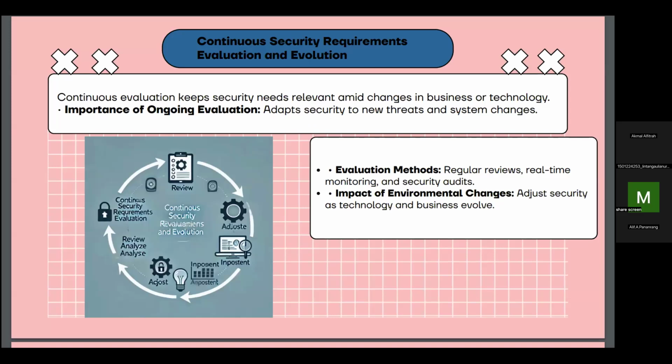So next is continuous security requirement evaluation and evolution. Continuous evaluation keeps security needs relevant amid changes in business or technology. Importance of ongoing evaluation: it adapts security to new threats and system changes. Second is evaluation methods: regular reviews, real-time monitoring, and security audits. Third is the impact of environmental changes. Adjust security as technology and business evolve. And this is also the continuous security requirements evaluation and evolution cycle. Next slide.